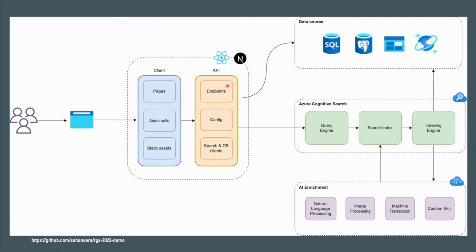etc. So here we have the cognitive search instance along with the AI enrichment. We will go into much more detail when we are building this, so don't worry right now, we will see all of these in action in a little bit. Let's talk about what kind of changes we actually need on the front end as well. So let's look at that now.